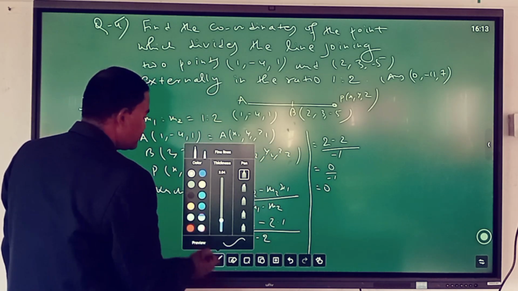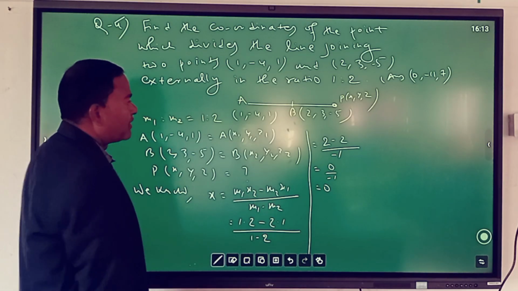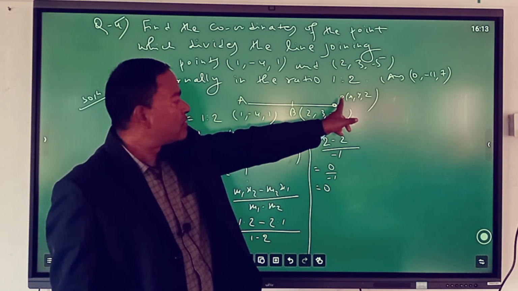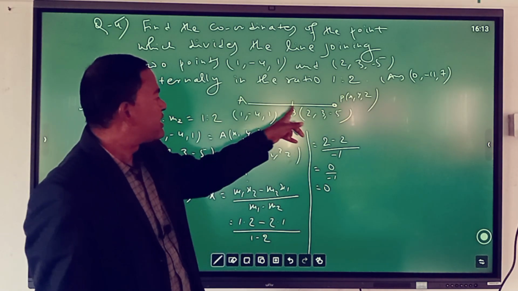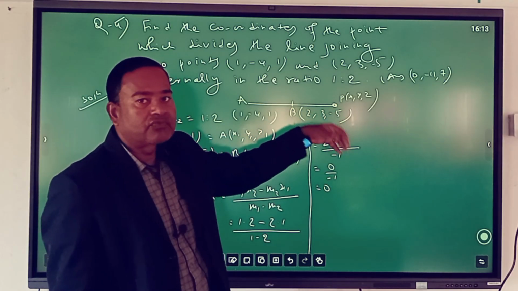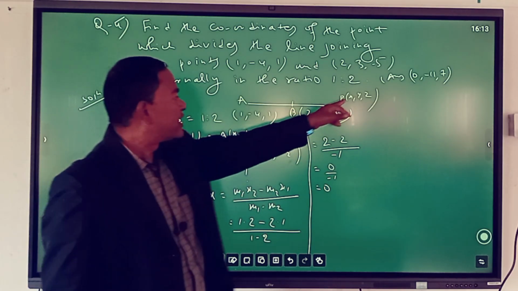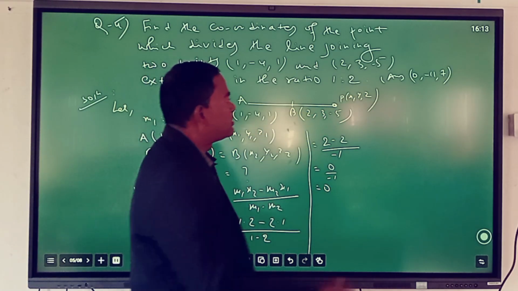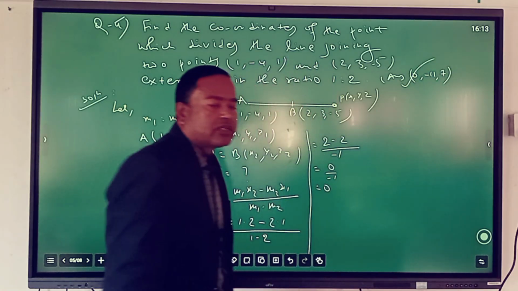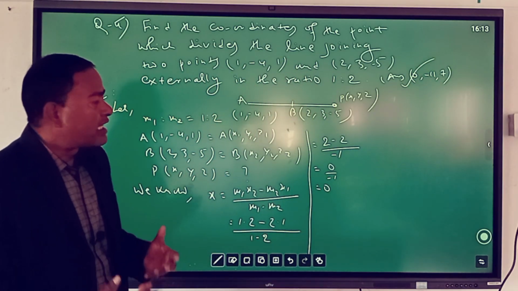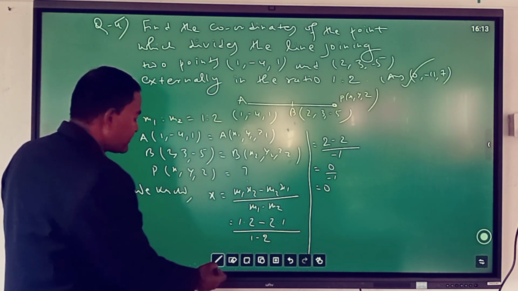So dear student, we have got the x coordinate of the point P which divides AB externally in the ratio of 1:2. The x coordinate is equal to 0, which is correct according to the answer of this question. Now next let us find out y.